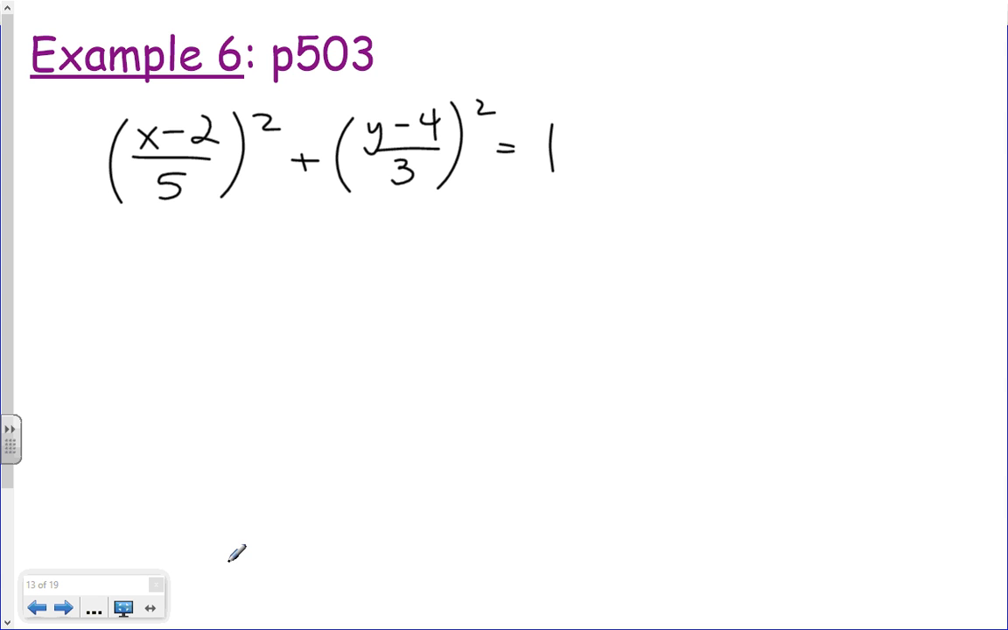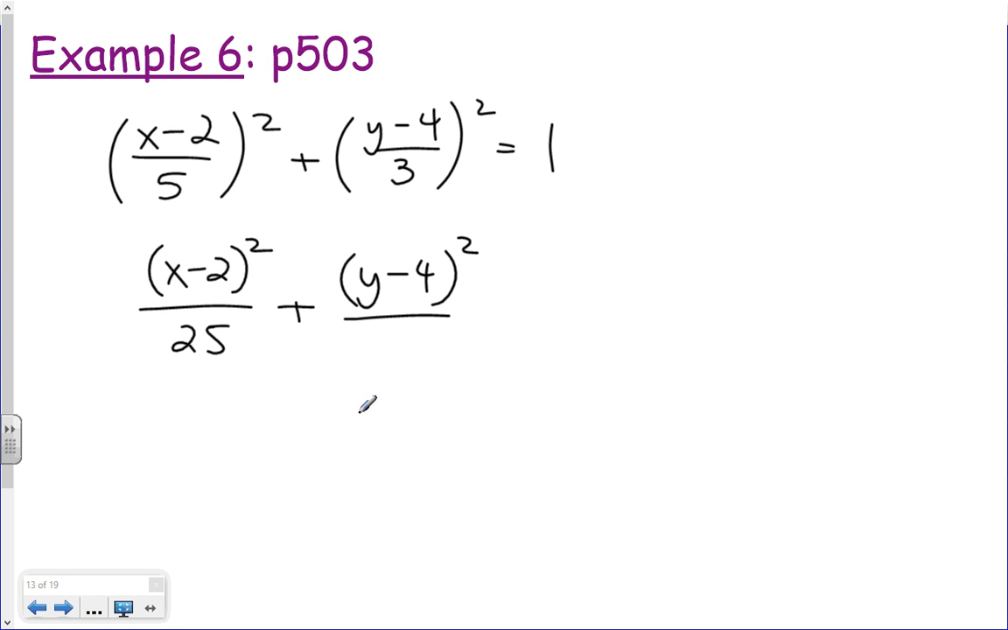That'll probably make the problem a little bit easier. So let's do that first. Let's actually split up these fractions that we're squaring and write it as the numerator squared, x minus 2 squared, and then actually square the denominator. 5 squared is 25. Do the same thing over here, so it's y minus 4 squared, and that's over 9 when I square that 3. And that's equal to 1.